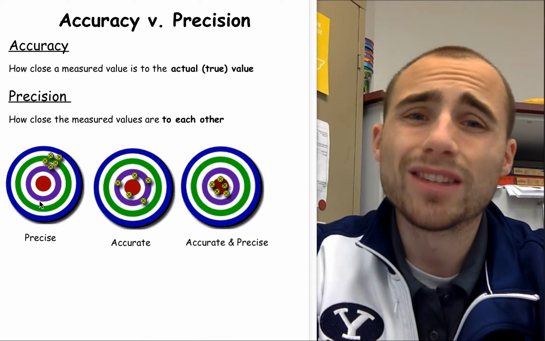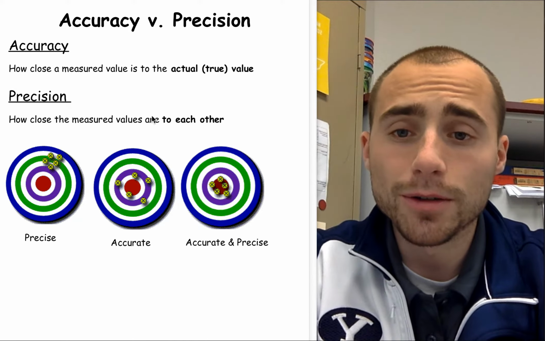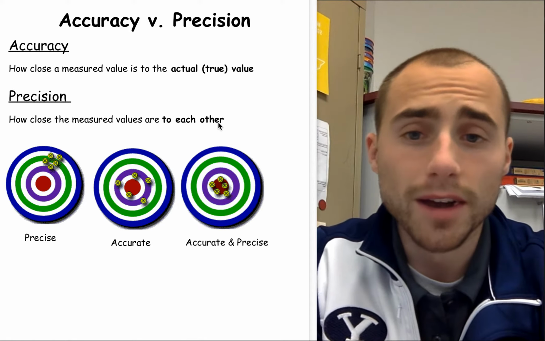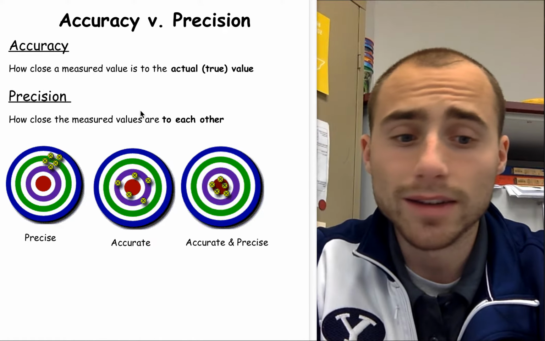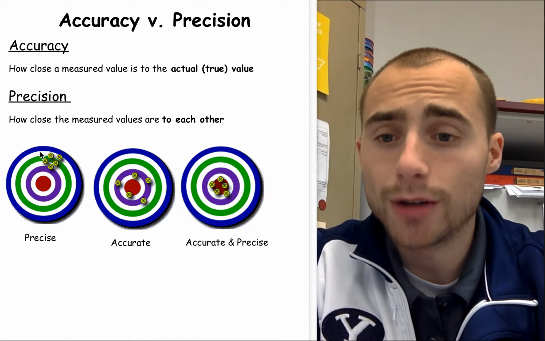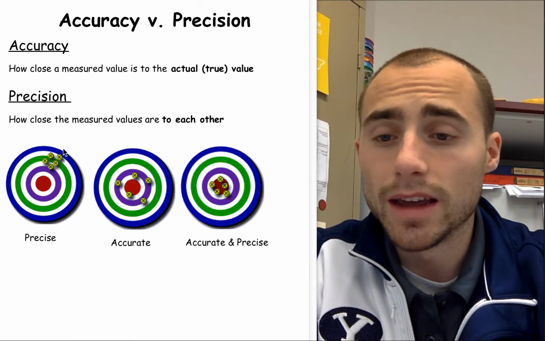Now precision is slightly different. Precision is how close the measured values are to each other. In this situation, it doesn't necessarily matter how close the marks are to the bullseye. It just matters how close they are to each other.